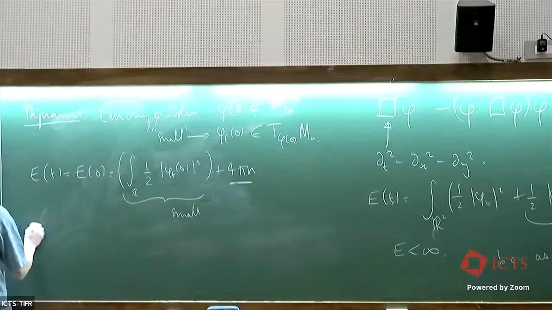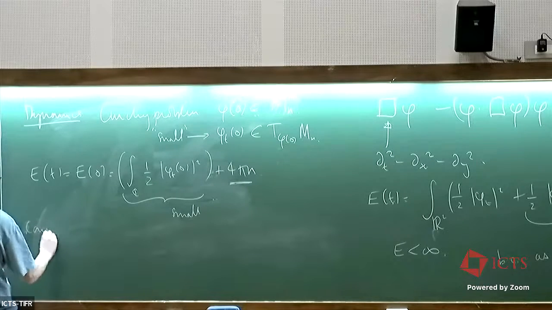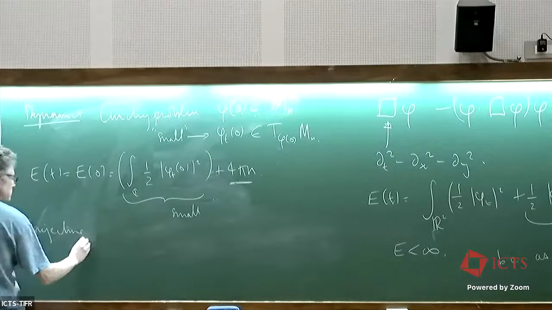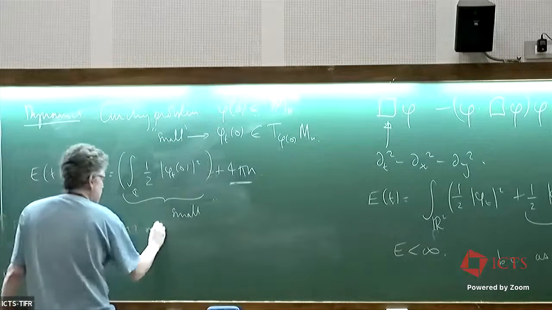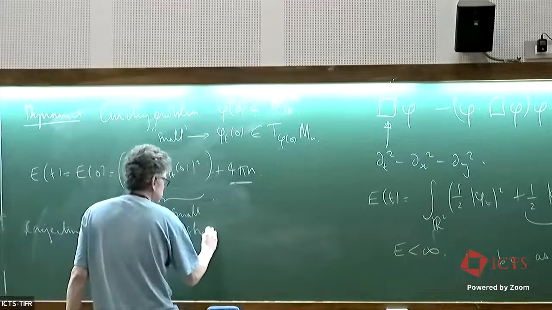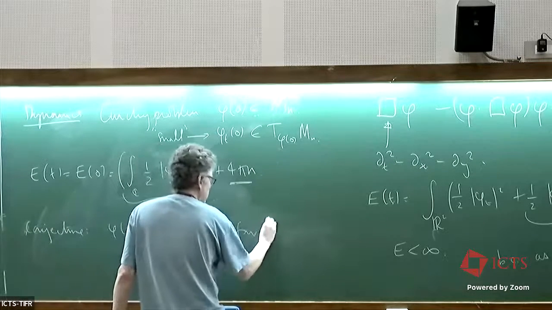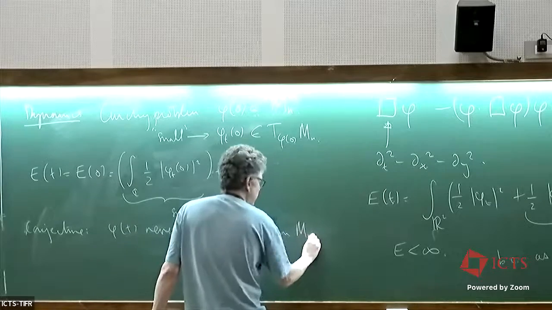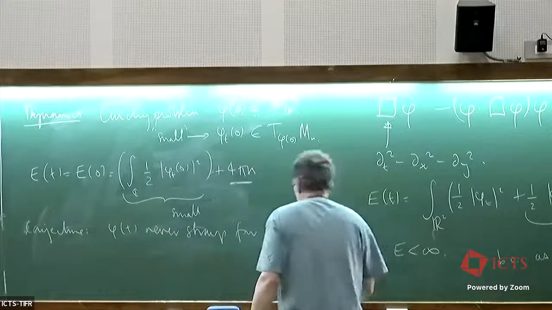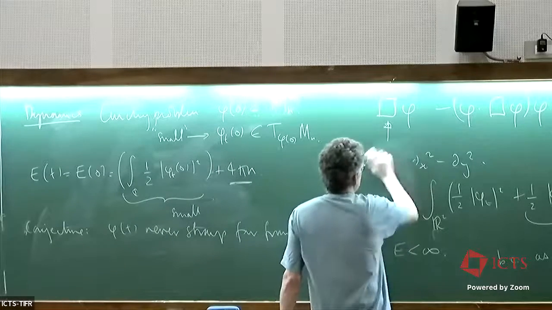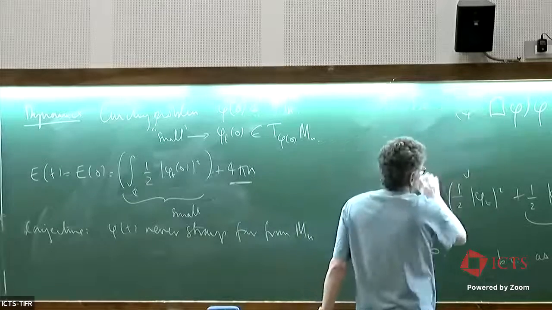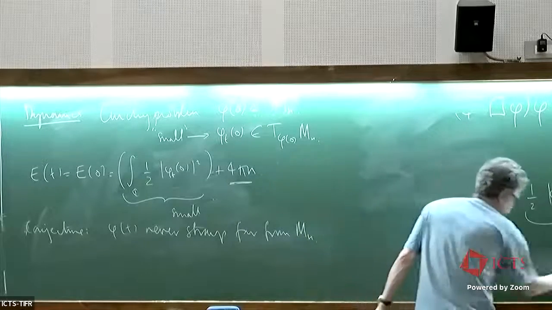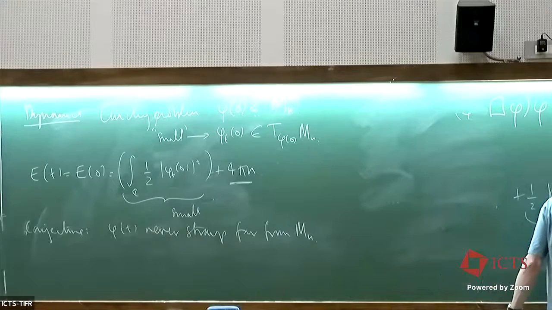So, conjecture: phi of t never strays far from the moduli space of static lumps, the space of holomorphic maps on which the static energy has its minimum.